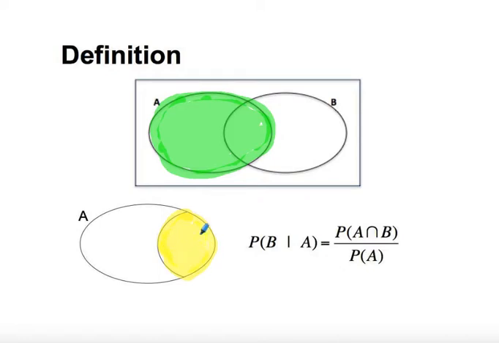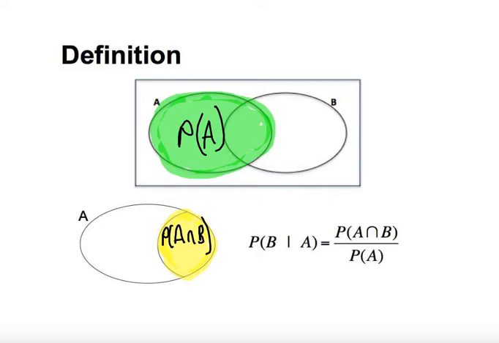Now, the whole probability, this green section, that is probability of A, and this yellow section here, which is the possible things that could happen out of A, is probability of A intersect B. And so hence we get this definition that probability of B given A is the probability of the intersect of the 2 events over the probability of the event that has already happened.